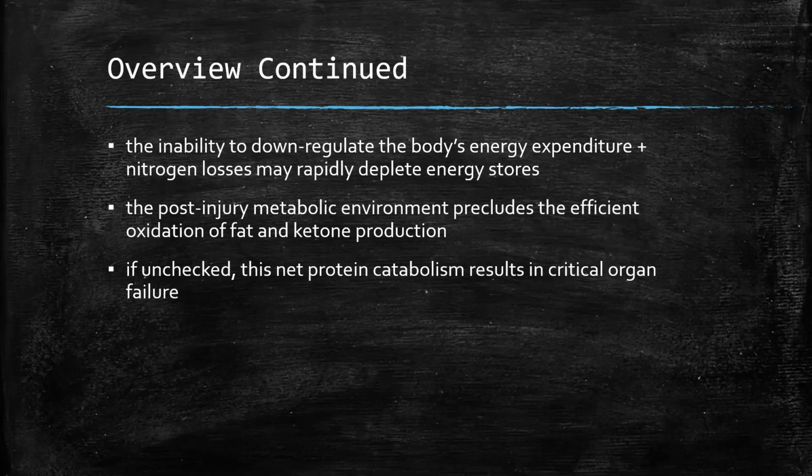Another problem in the post-injury environment is that the body is unable to use ketones efficiently. In fact, the more injured you are, the greater the severity of the injury, the less efficient is your production and utilization of ketones. So that puts increased pressure on protein catabolism to provide glucose. And of course, this cannot go on forever. Protein is designed to do useful things. And if protein is being diverted to make glucose, then there aren't enough precursors to do the useful activity that's required.